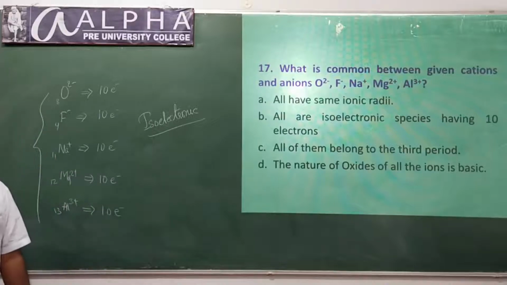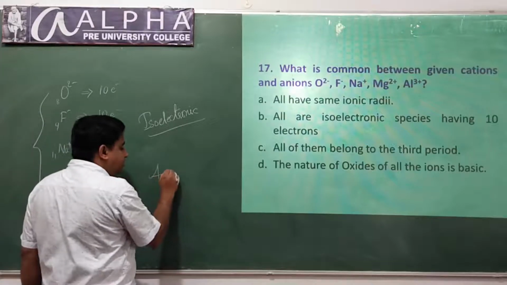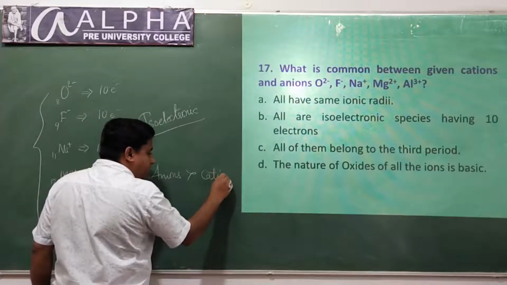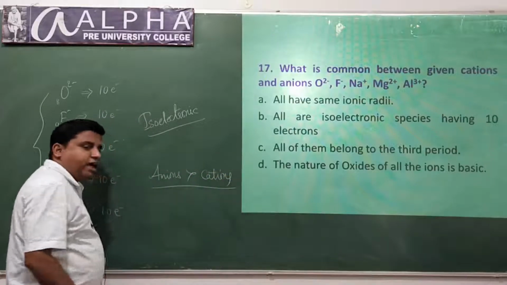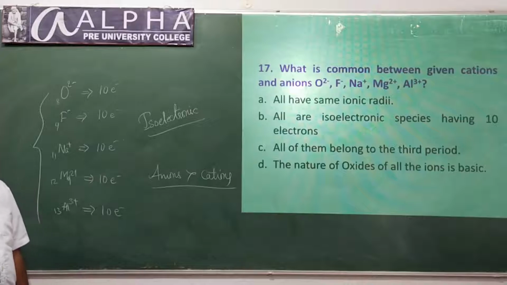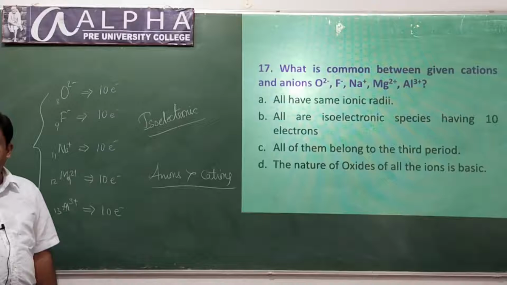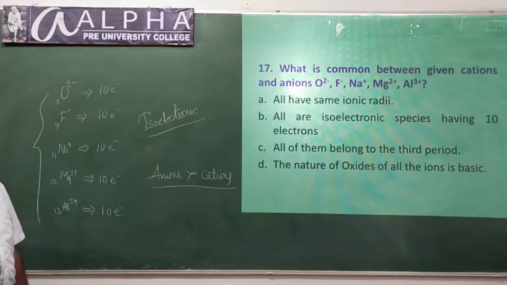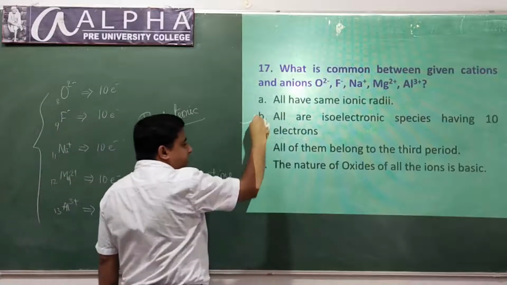Do they have the same ionic radii? No, they cannot. Obviously, anions will have more ionic radii than cations. Therefore, option A cannot be the answer. All are isoelectronic species having 10 electrons. Yes, they are all isoelectronic species having 10 electrons. Obviously, option B is correct.